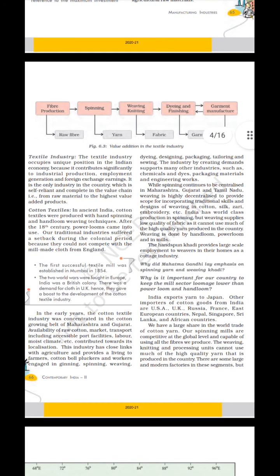India exports yarn to Japan. Other importers of cotton goods from India are USA, UK, Russia, France, East European countries, Nepal, Singapore, Sri Lanka and African countries.